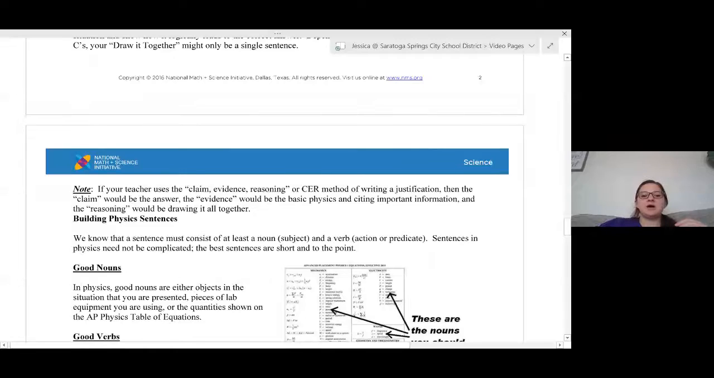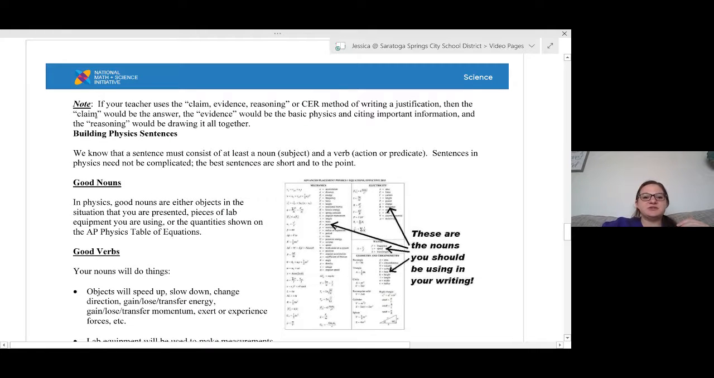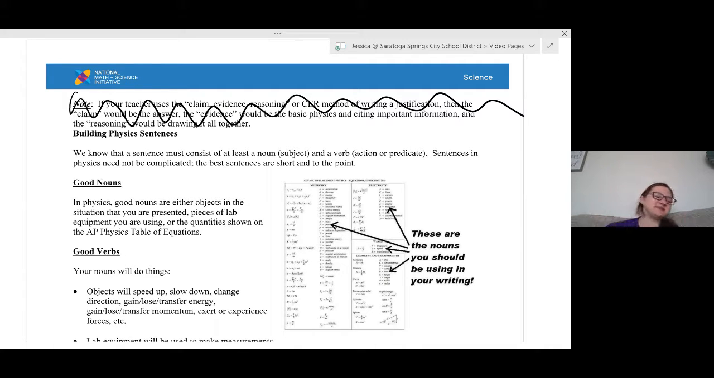Okay. We don't use claim evidence reasoning, so ignore that. Right. So we're going to talk about building nice physics sentences, because you should not be using the word it at all. You shouldn't say it increases, it decreases, it stays the same. You should be very specific, and you should say cart A increases in velocity, cart B, and so on. Okay, so sentences have to exist with a subject and some sort of action. Increase, decrease, remains the same.